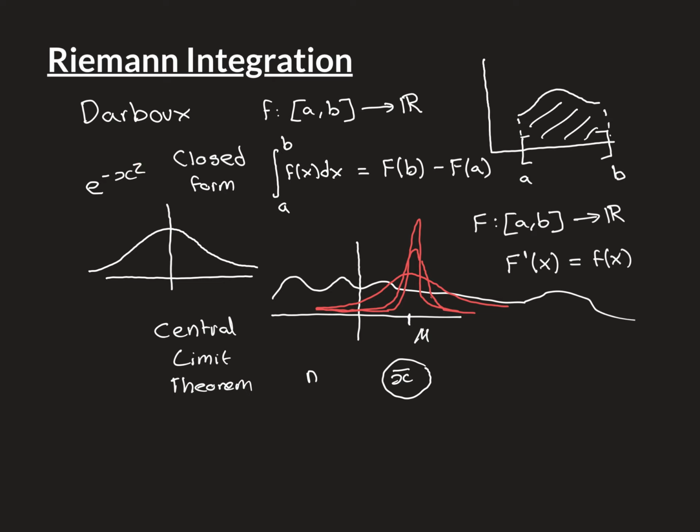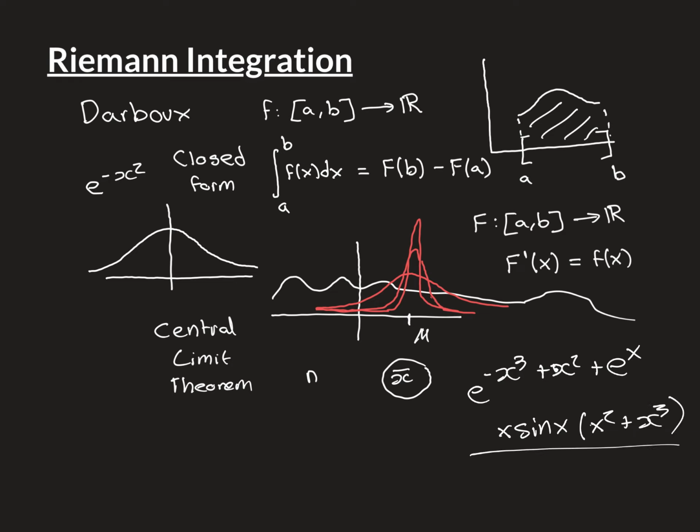So for instance, an example of a closed form could be something really hideous. It could be something like e to the negative x cubed plus x squared plus e to the x in there, and then we could have all of that multiplied by sine of x, and then multiplied by a polynomial, so x squared plus x cubed, and we could have it all over, let's say, cos of x squared plus x plus 1. That would be a closed form expression.